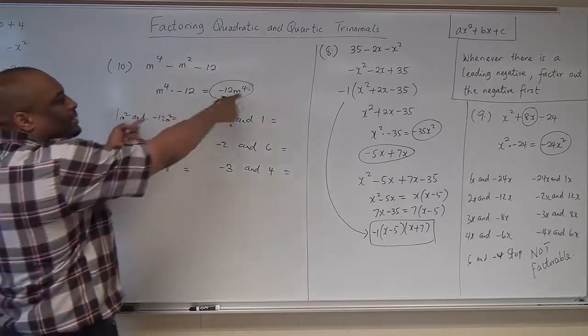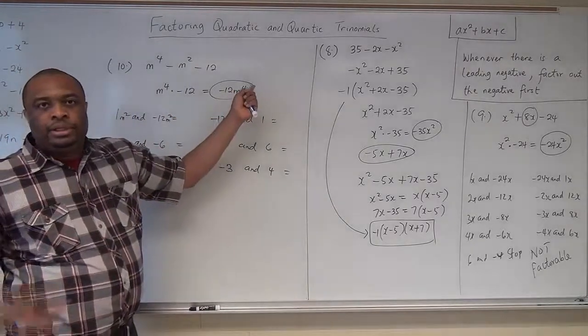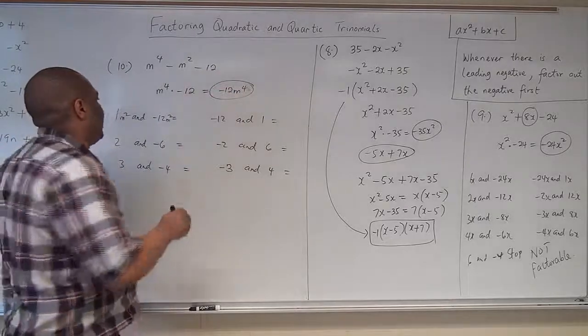So all you need to do is put m squared, because m squared times m squared gives you m4. So if you split it, it's m squared, m squared.